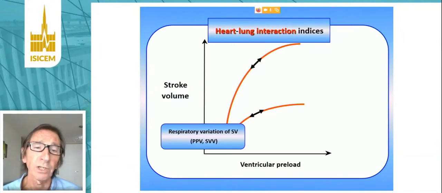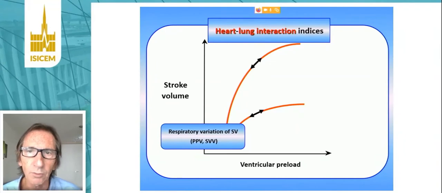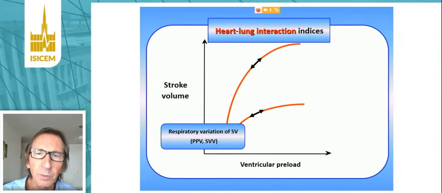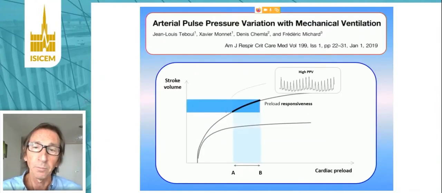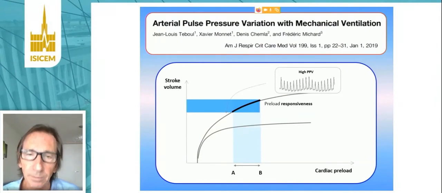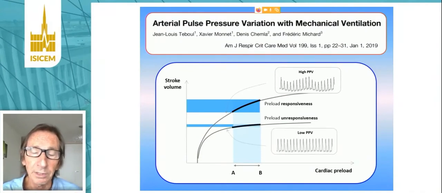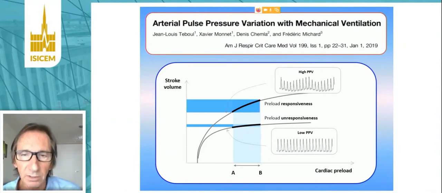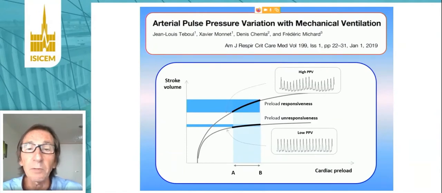As you know, the most popular indices are those related to respiratory variation of stroke volume during mechanical ventilation, pulse pressure variation PPV or stroke volume variation SVV. Pulse pressure, as you know, is the difference between systolic and diastolic pressure. A high PPV is generally related to preload responsiveness, and if the patient has a high PPV, it will respond to fluid administration. And a low PPV is generally related to preload unresponsiveness, and the patient will not respond to fluid administration.